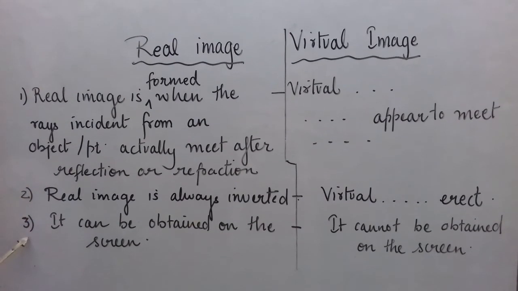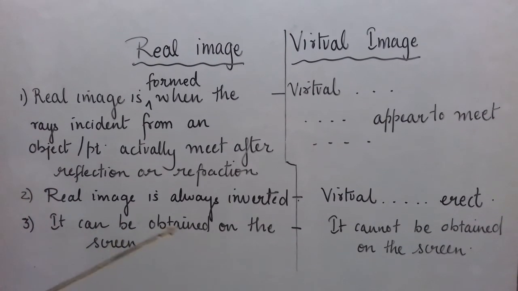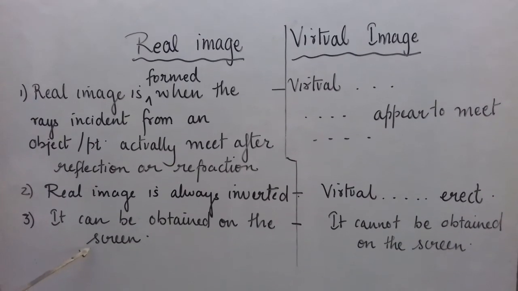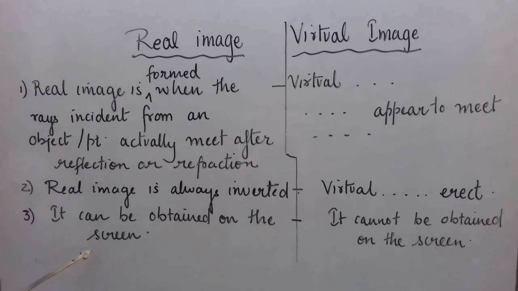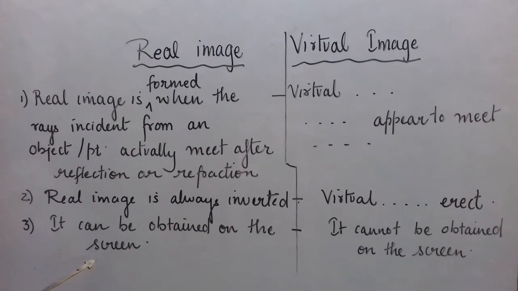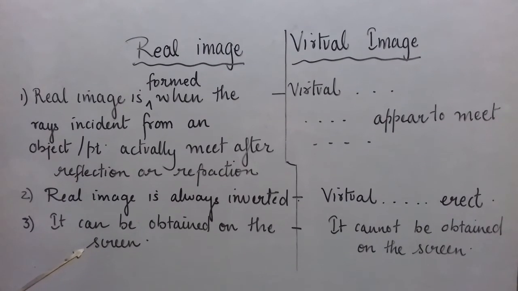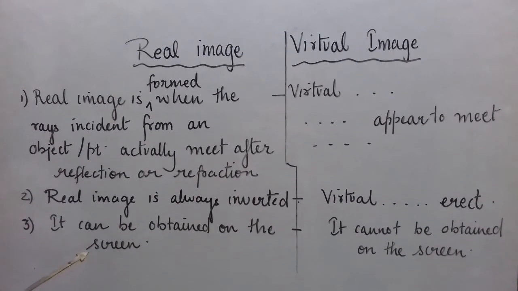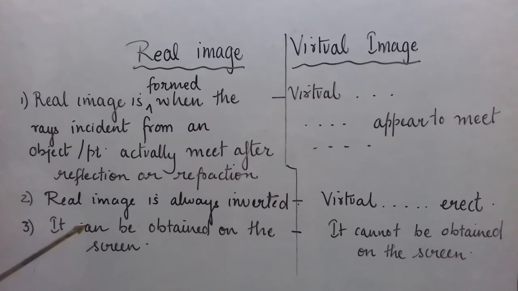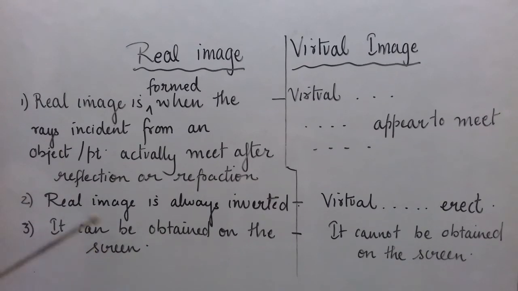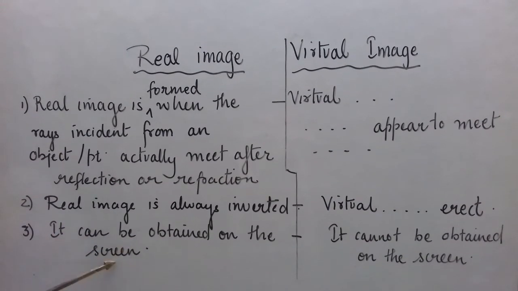Third point is, a real image can be obtained on the screen. For example, when we take a concave mirror and place it in front of the sun and place a page between the sun and the mirror, then the sun's image can be formed on the page by changing the distance between the paper and the mirror. And then it starts burning. That is actually the real image of the sun, formed on the paper, which is acting like a screen. So a real image can be obtained on the screen.